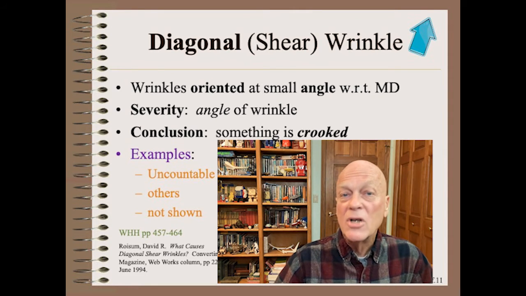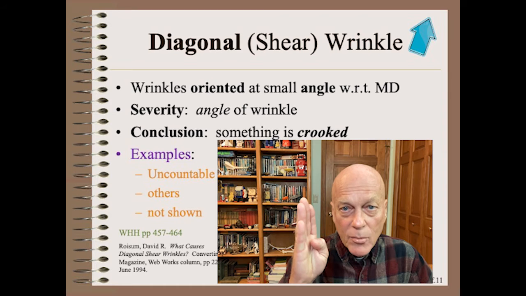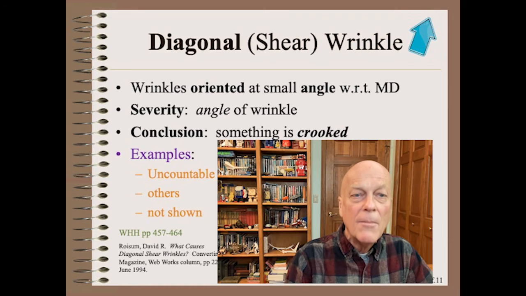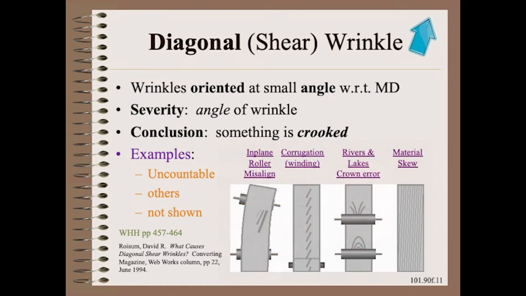The problem then gets much harder because while there were less than a dozen subtypes for the machine direction wrinkle, the number of ways of getting something crooked and causing a shear wrinkle may be uncountably large. Still, shown here are just a few of the many ways that something can be crooked. Perhaps the most common is simple in-plane roller misalignment, which my Web 101 students will know all about. Another common source is uneven nips, which can be in turn caused by many different ways, as covered in detail in my Web 101 course.